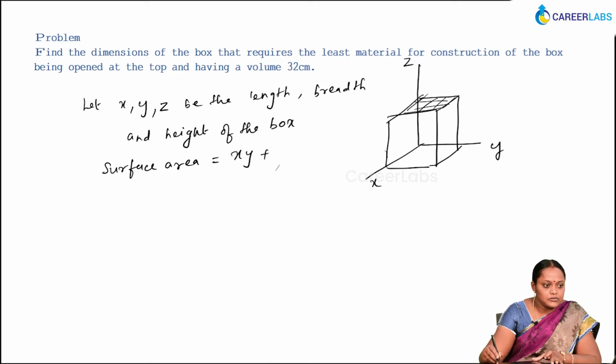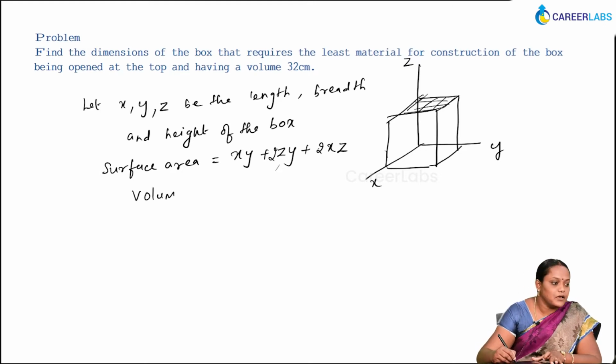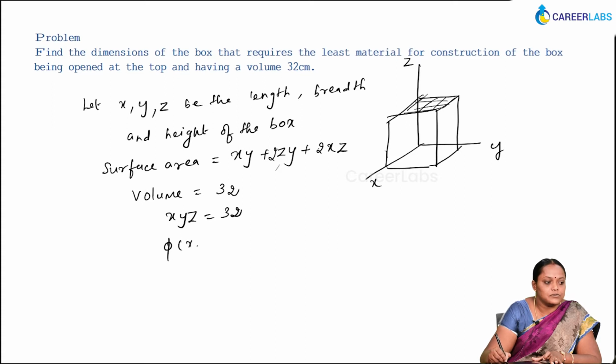And when you come to the zy plane, both the surfaces will be there, that is 2 times zy. And similarly xz also will be 2 times. Only one surface is open, so we are considering only one xy plane. And given the condition that volume is equal to 32, the volume of a cube is nothing but xyz. So xyz is equal to 32. So phi of x comma y comma z is nothing but xyz minus 32.